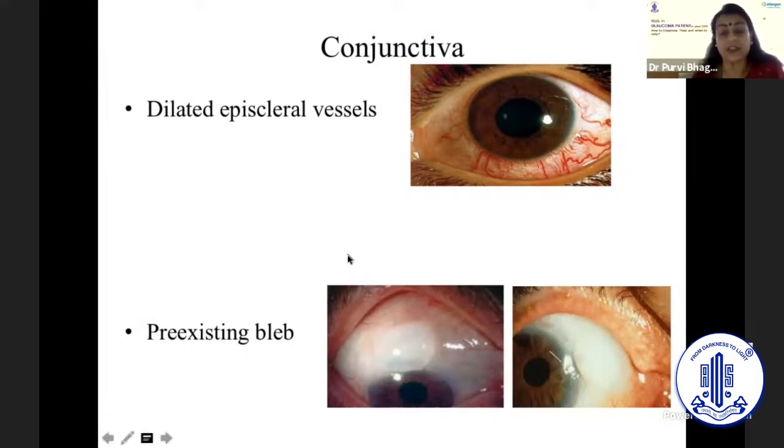And sometimes the patients, especially if they're coming from rural areas, they're illiterate, they don't know what surgery is done in their eyes. They just know that some operation was done. So it is very important to again raise the lid and see what lies underneath.